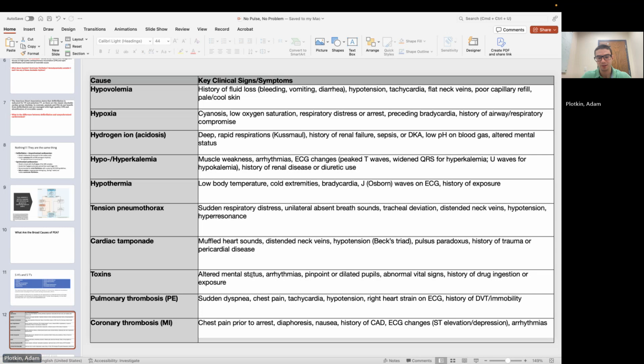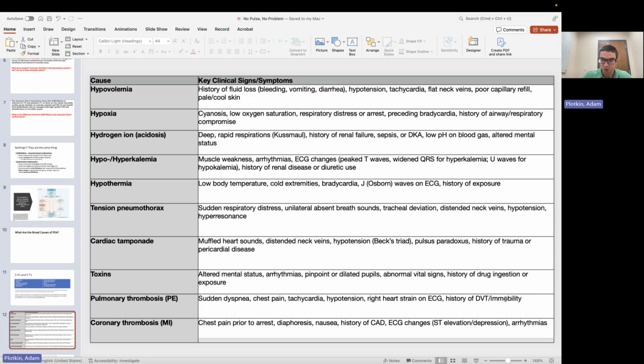When we think about toxins, do they have altered mental status, arrhythmias, pinpoint or dilated pupils, abnormal vital signs? Do we know if they have a history of drug ingestion or exposure, right? We can get a urine tox screen too. Pulmonary embolism, remember that's an acute sudden onset of dyspnea, chest pain, tachycardia, hypotension. We could see right heart strain on an EKG, so we could see right ventricular hypertrophy, right bundle branch block, right axis deviation. Do they have a history of DVT or immobility, right?